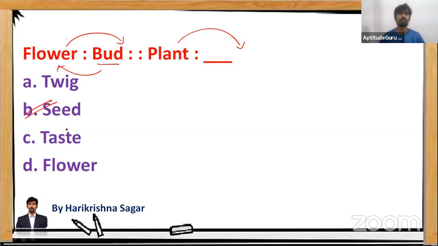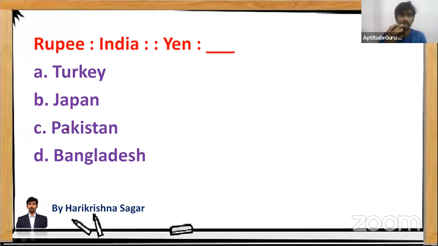What is the answer for this? A basic general knowledge question. Rupee, India, yen, dash. Nice, good response from the students. Rupee is a currency in India. Yen is a currency in Japan. Your answer choice must be option B. So that's how the word problems are given.